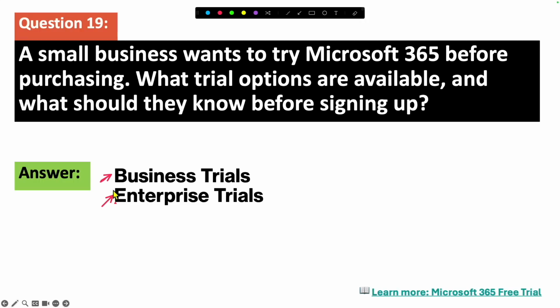So how can you do that? If you want to try additional things, you can go to the Microsoft 365 Admin Center and look for trial. The admin center is something which I showed you before. So let me see if I can quickly go to my admin center.